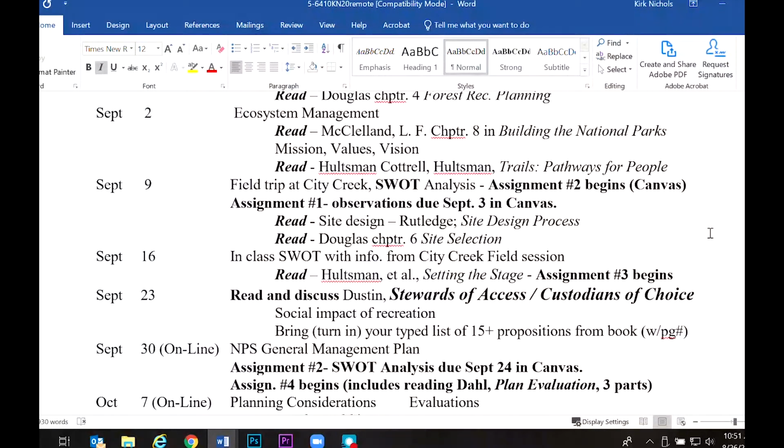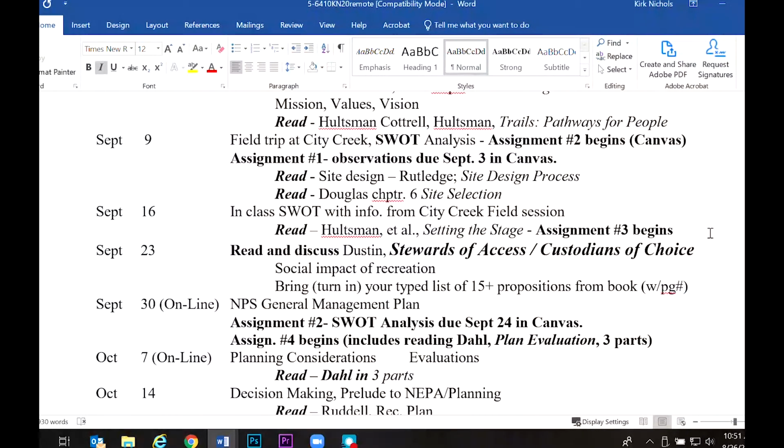The week after that, these are the 3 weeks that I really wanted to have in person, meeting out there in the field where we can spread out easily. And then we come back and discuss and organize and put together a plan the following week. Certainly we can do that in Zoom. It's going to be easier if we can be in a classroom. And then September 23rd, we will be discussing the book Stewards of Access, Custodians of Choice, written by our own professor, Dan Dustin. I will explain, and it's probably explained in Canvas under assignments. If not, that's where I will place it.